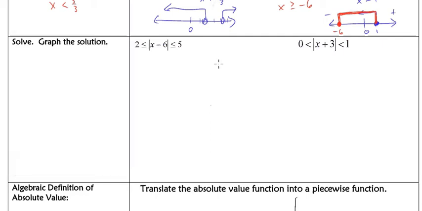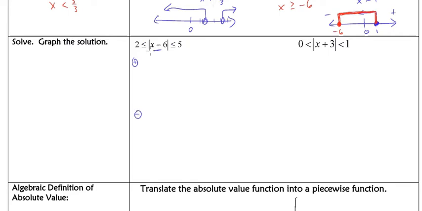All right, solve and graph the solution. And now this time we've got an absolute value inside of a compound inequality. So I think these ones can be pretty interesting. First off, we'll do it if x minus 6 is positive, and then we'll do it if it's negative.